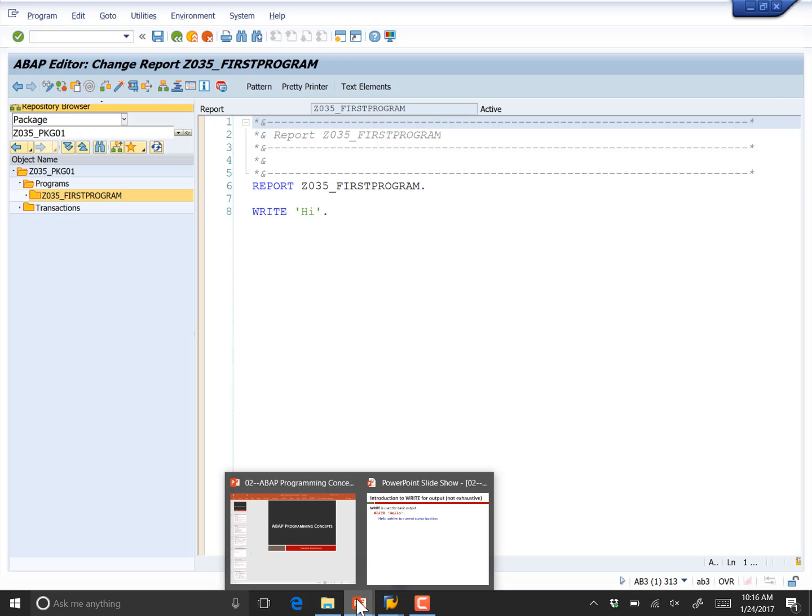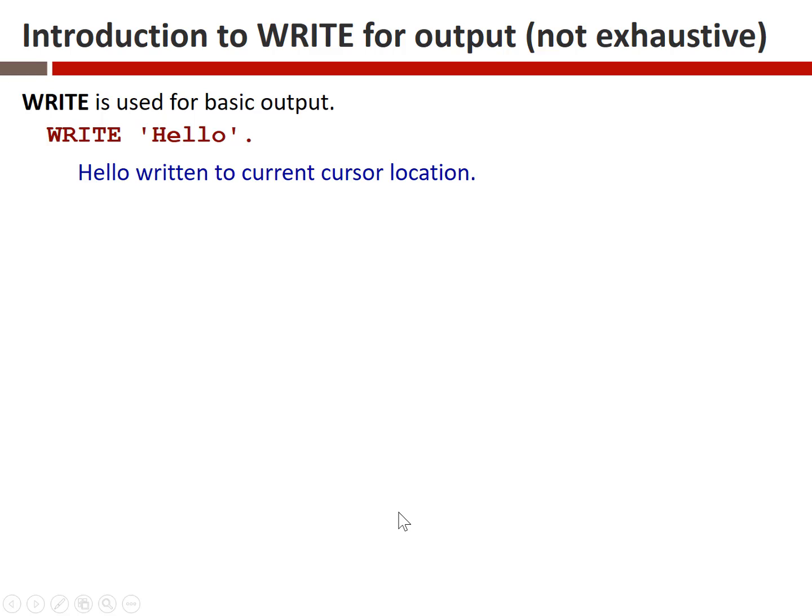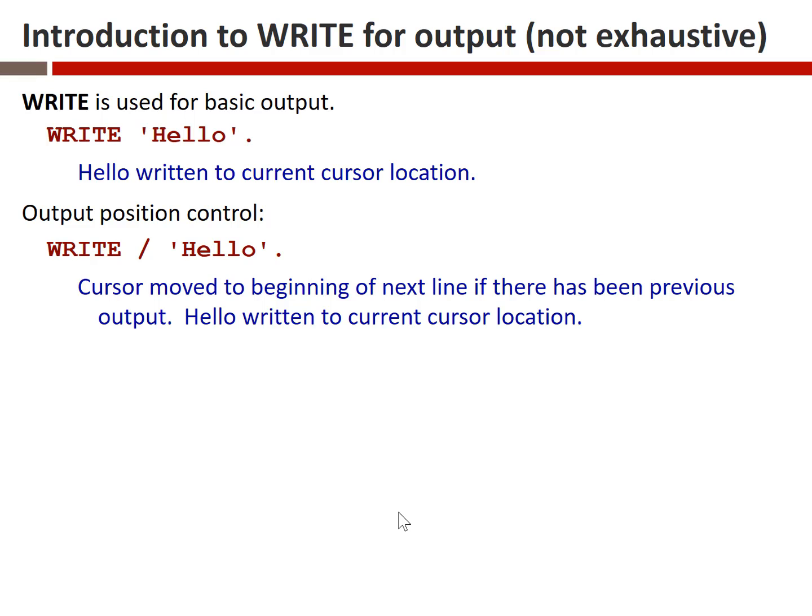Well, what are other options available to us? And I'll say, notice, not exhaustive. I'm not going to go through all of the different ways the write statement can be used so that you can explore some of them on your own, but we'll hit the highlights of some of the more important ones here. Suppose I want to position where my output goes. If I put a slash after the write statement, and notice there's a space after the word write, and then there's a slash, and then there's a space, and then there's my text literal here, this is going to move the cursor to the beginning of the next line. But notice this little provision, if there has been previous output.